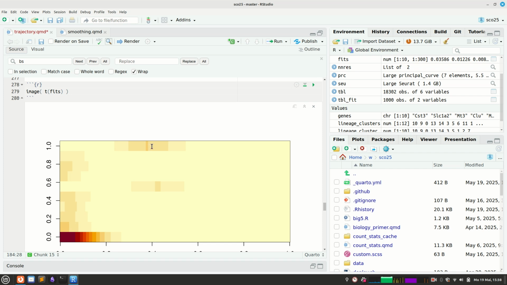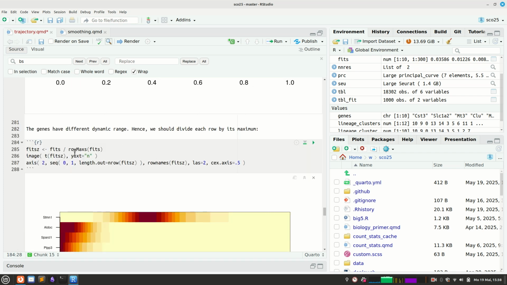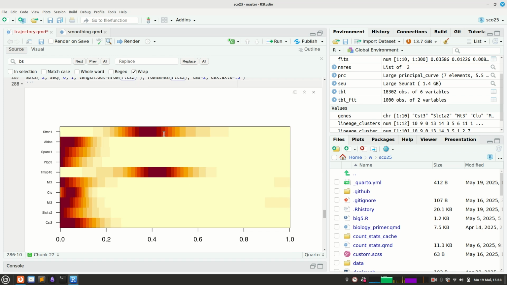But here you can't see much because you see this gene here has a maximum expression which is much lower than this gene. So maybe I should change my color scale so that each row in this matrix here is divided by its maximum, so that each one goes up to 1 and down again. And that's what I've done here. I take these fits and I divide them by my maximum. And now you can see this here is a gene which goes down. This also goes down. This gene here goes up and down again. This also goes up and down.